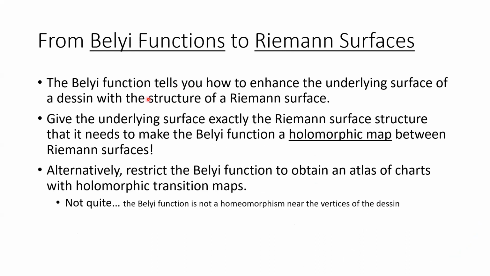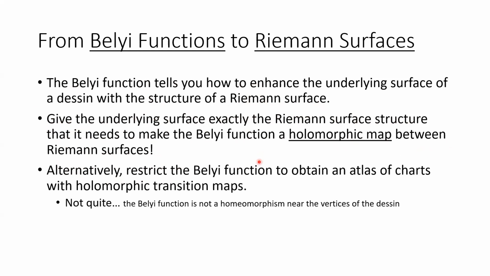So remember, my dessin is an embedding of a bipartite graph into a surface such that the complement of the image is a disjoint union of topological disks. And I showed you how to get a triangulation from the dessin and a Belyi function from that triangulation. And now the Belyi function tells you how to enhance the underlying surface of the dessin with the structure of a Riemann surface. So we want to give the underlying surface exactly the Riemann surface structure that it needs to make the Belyi function a holomorphic map between Riemann surfaces.